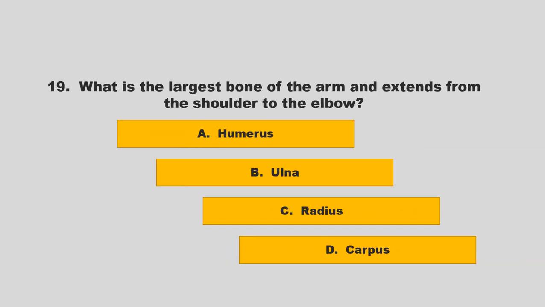What is the largest bone of the arm and extends from the shoulder to the elbow? Humerus, ulna, radius, carpus. If you chose A, humerus, you are correct.